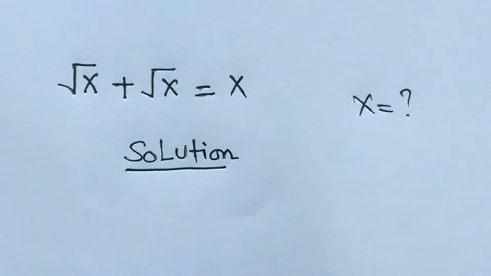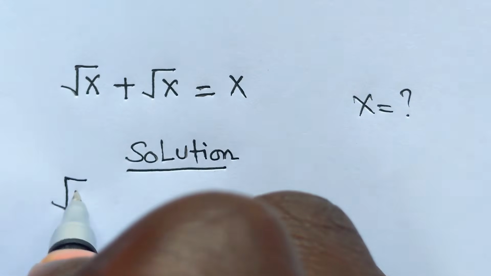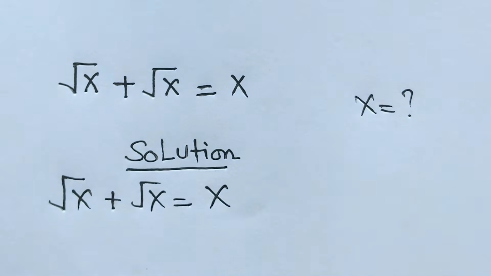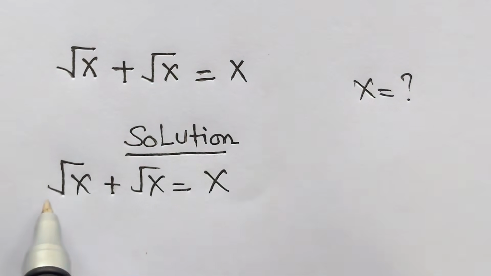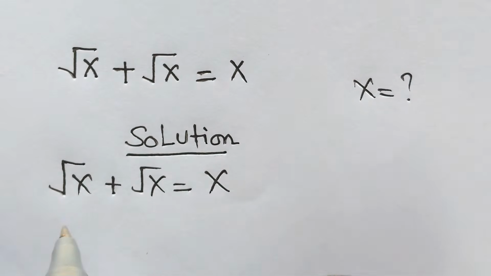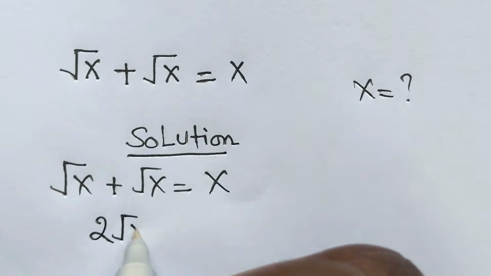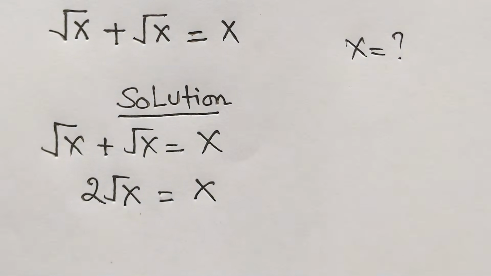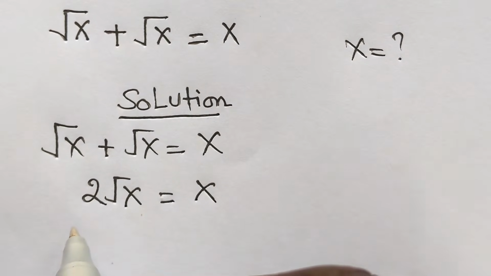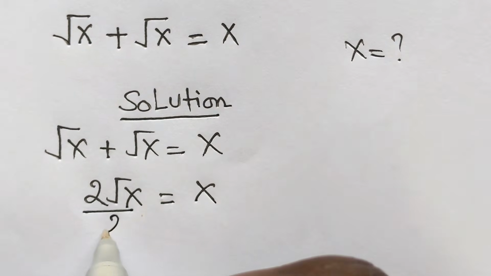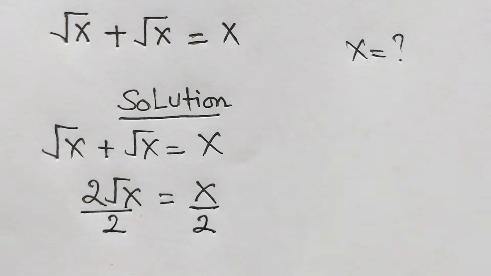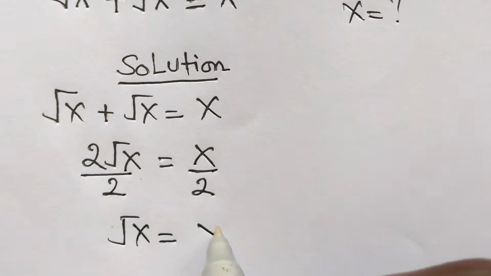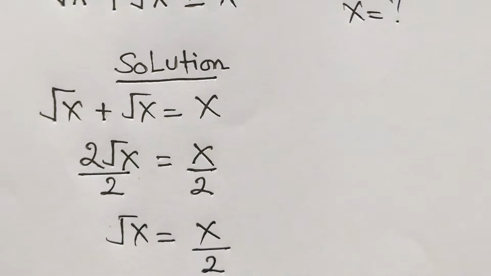Then we have to copy what we have: square root of x plus square root of x equals x. By grouping the square roots of x, we write 2 square root of x equals x. Then we divide both sides by 2 to get square root of x equals x over 2.